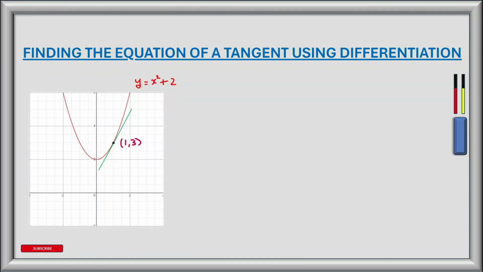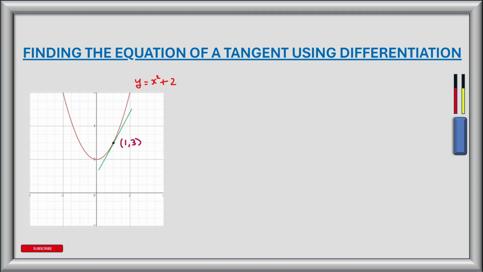Suppose we want to find the equation of a tangent at a point on a curve. How do we do it? This is best illustrated by example. On the left hand side, I've drawn the graph of y is equal to x squared plus 2. And I've drawn a tangent to the curve at point x equals 1 and y is equal to 3. Given just this information, what is the equation of the straight line formed by the tangent?